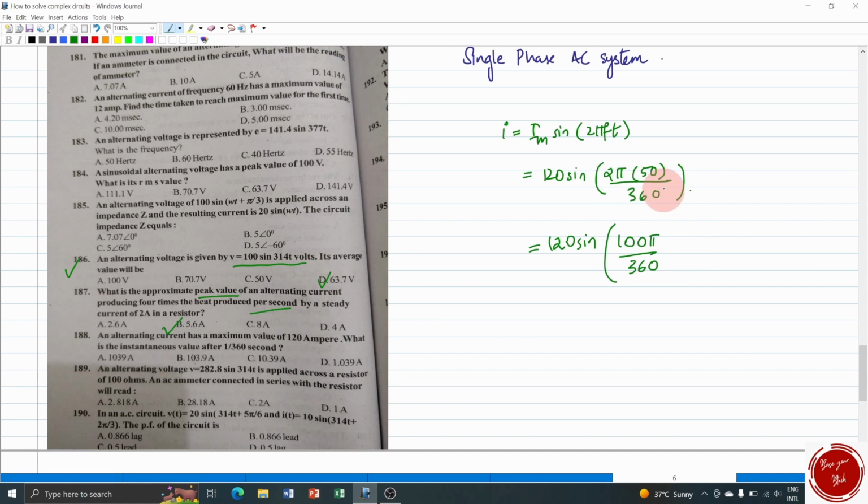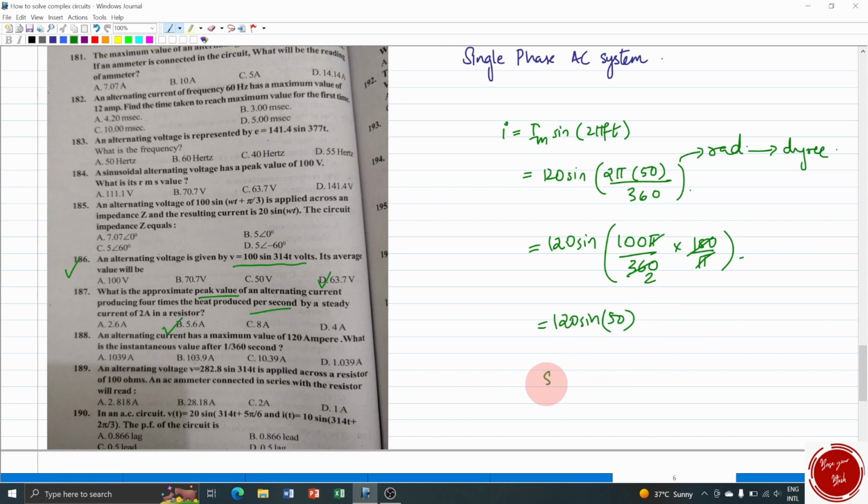Now whatever is inside this bracket is in radians, so convert into degrees for easy calculation. To convert to degrees, multiply by 180 divided by pi. Solving, you get 100 by 2, that is sine 50. Now 120 sine 50. We do not easily get the value for sine 50.